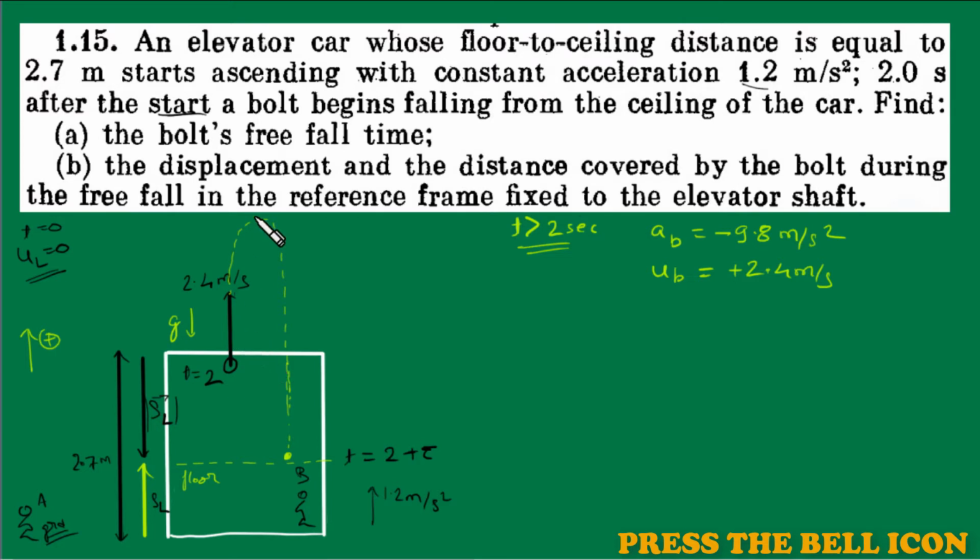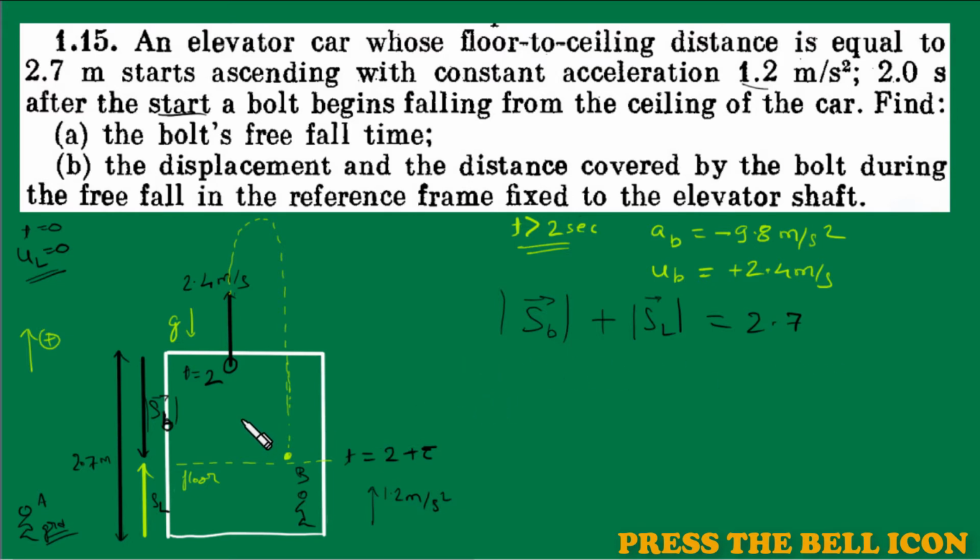Now for this tau duration, from the ground frame, if you want to solve this question, the magnitude of displacement of the bolt plus the magnitude of displacement of the lift, the sum of both, must be equal to 2.7. So this is the equation which we will apply: displacement of bolt plus displacement of lift is equal to 2.7, and this is how you will solve. Let me write the equation also for you.